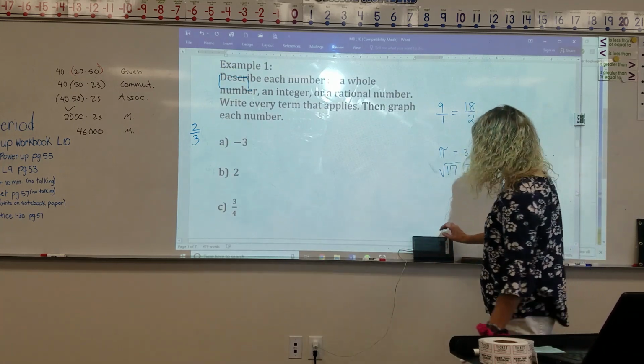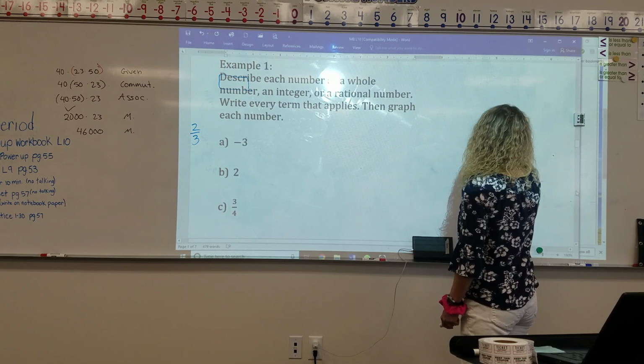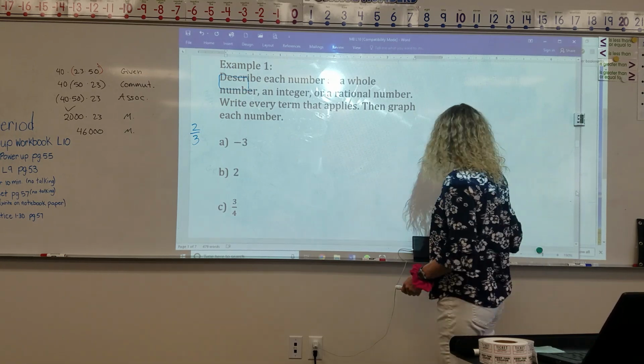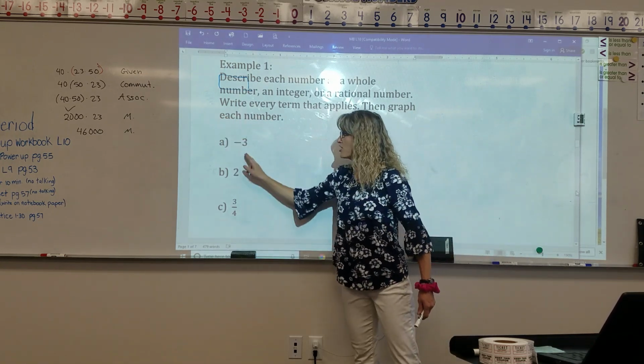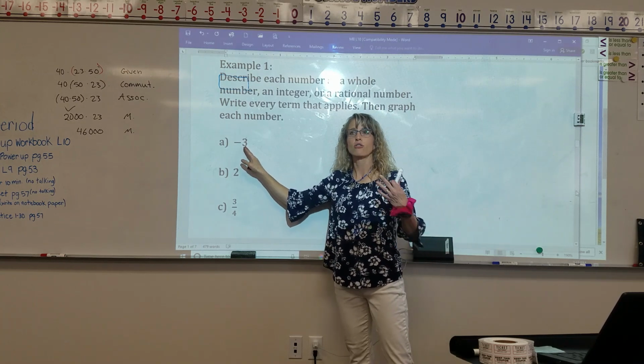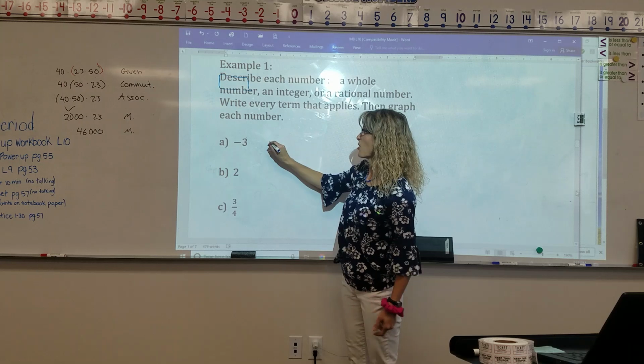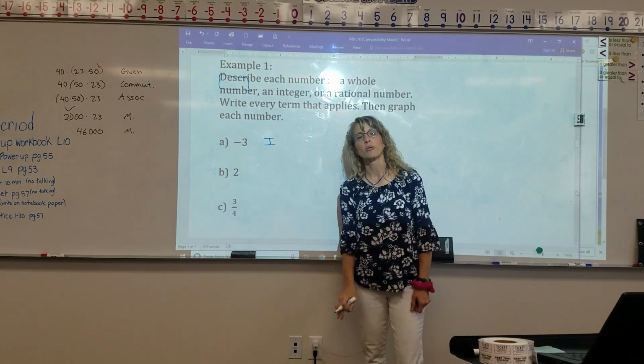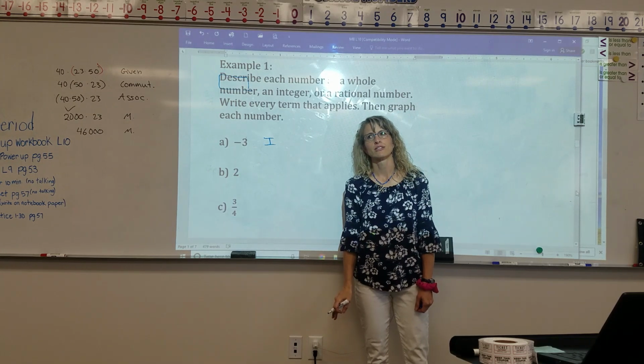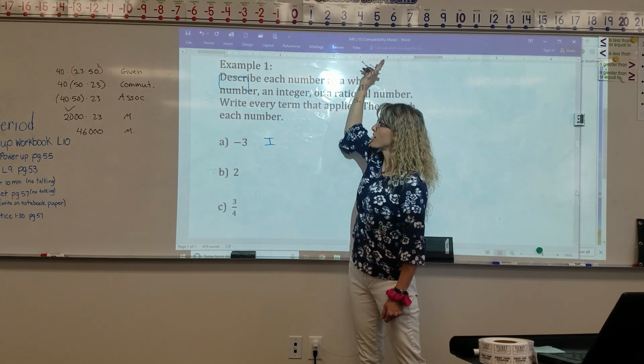All right, let's quiz you to see how well you understand whole numbers, integers, and rational numbers. We're going to state if each number is whole, integer, or rational. So I would say, okay, -3. It's on my number line, so it's an integer for sure. Is it a whole number? No, whole numbers go from 0 and on.